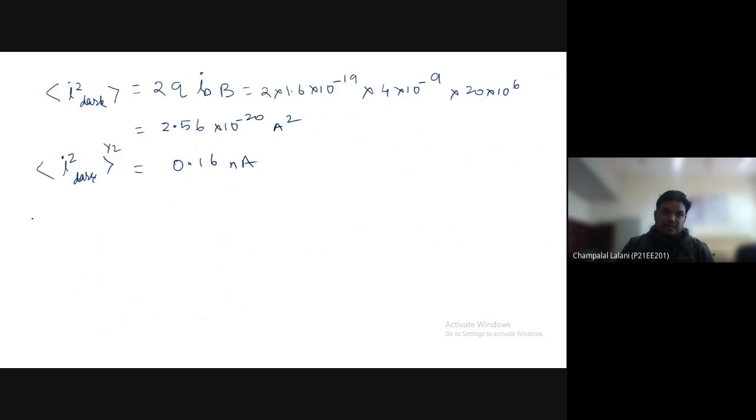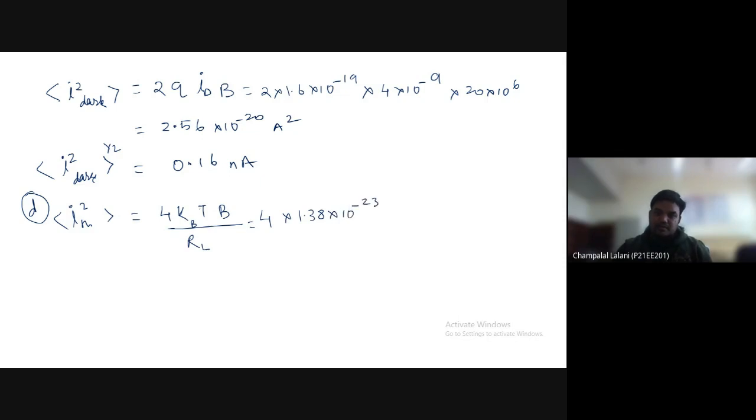Let's move to the next part, that is thermal noise. I thermal square is 4 K T B upon RL, where K is the Boltzmann constant. If you put the value of everything: K is 1.38 into 10 raised to power minus 23, T is 293 given in the question, and B is again given in the question as 20 megahertz, 20 into 10 raised to power 6. RL is given in the question as 1000 ohm. You can try it out yourself to solve this part.